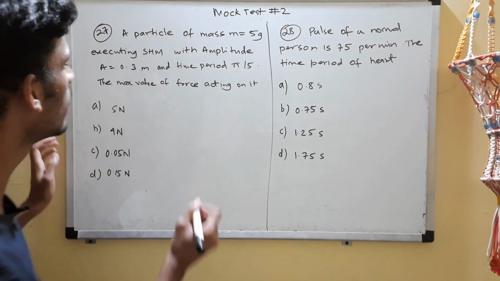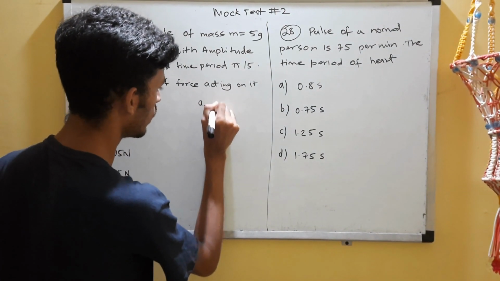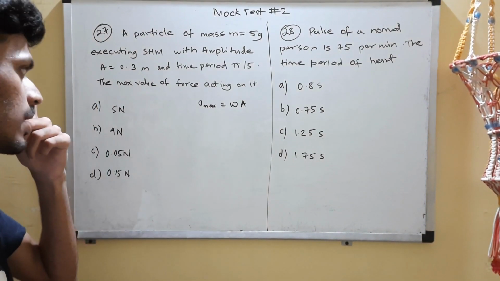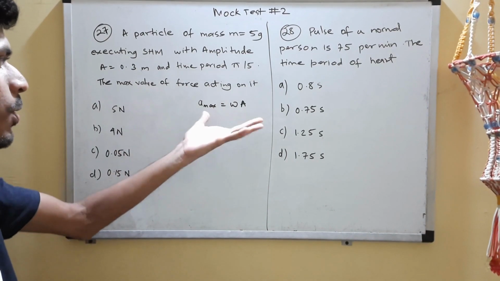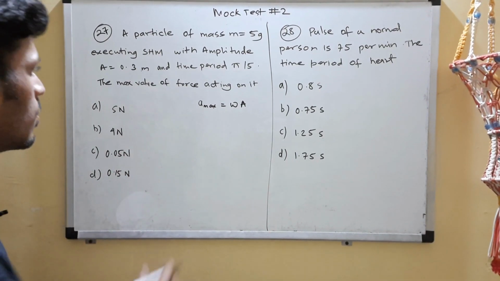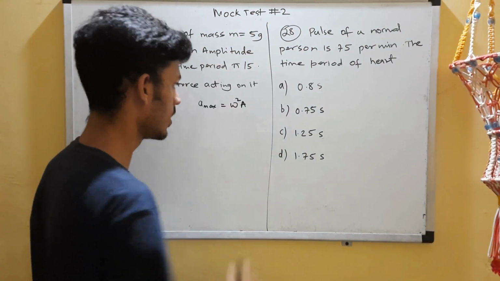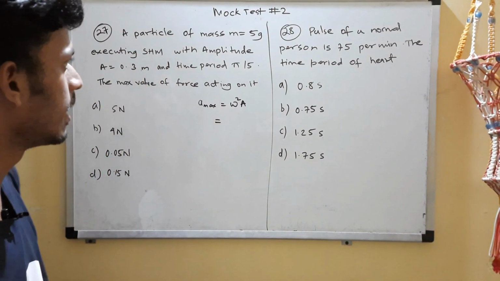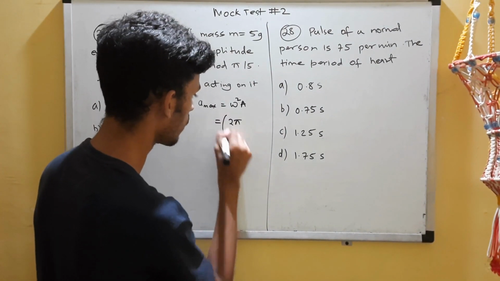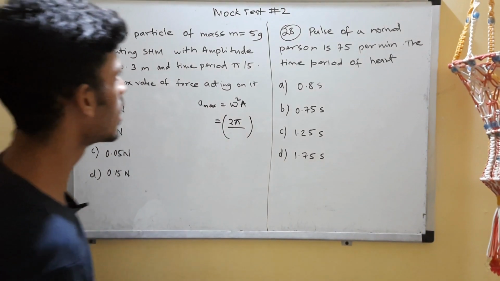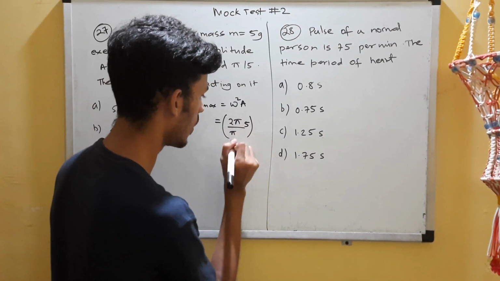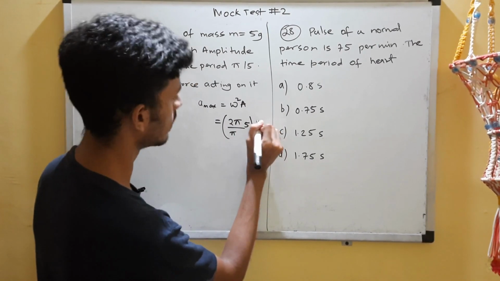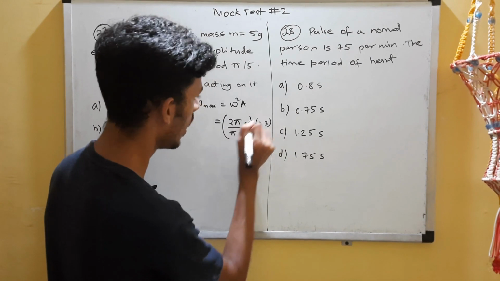It's quite simple because acceleration max will be omega square a. And when the acceleration is max, the force will be maximum. Force maximum basically will be m into a maximum. So a maximum is omega square a. Omega you can find by 2 pi by T. T is, if you see, the period is pi by 5, so 2 pi by pi by 5. Pi by 5 goes on top, and a, which is amplitude 0.3, and this is squared.